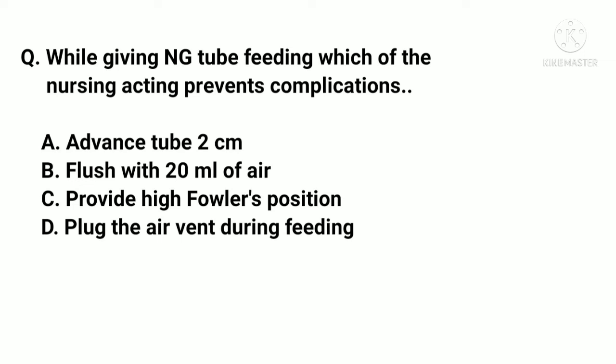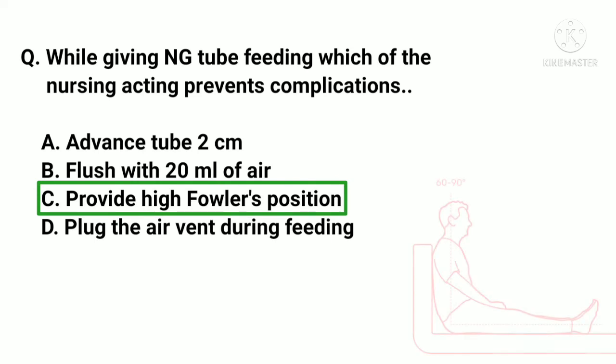While giving NG tube feeding, which of the nursing actions prevents complications? A. Advance tube 2 cm. B. Flush with 20 ml of air. C. Provide high Fowler's position. D. Plug the air vent during feeding. And the correct answer is C. Provide high Fowler position. High Fowler position helps easy administration and also prevents regurgitation.